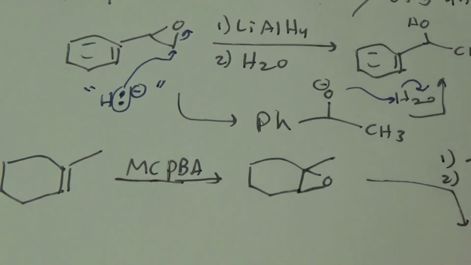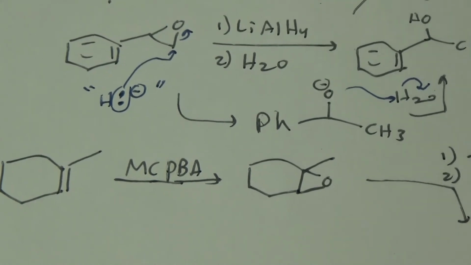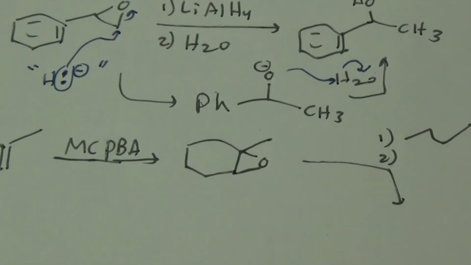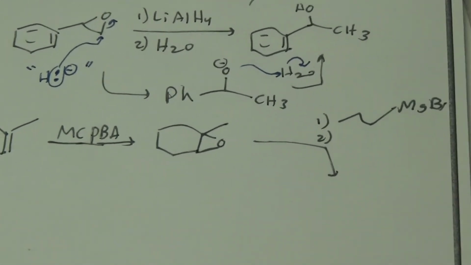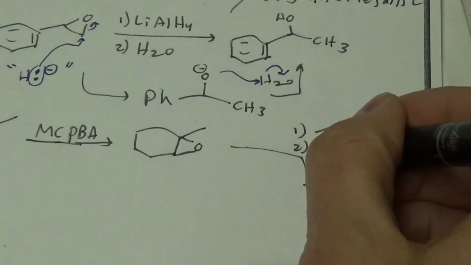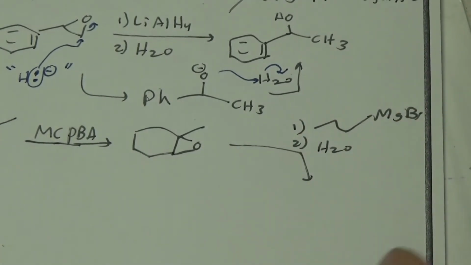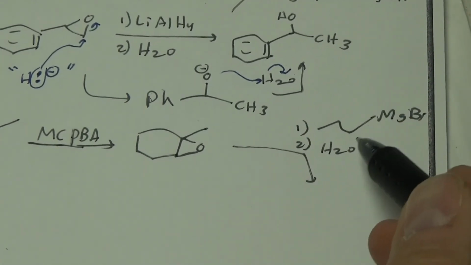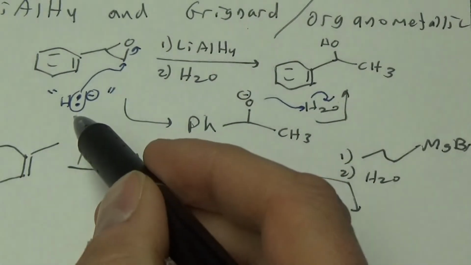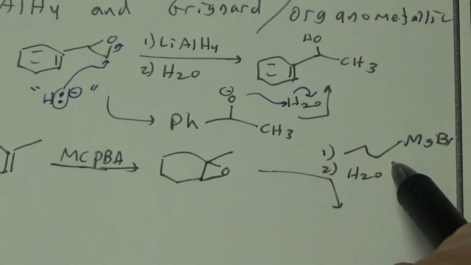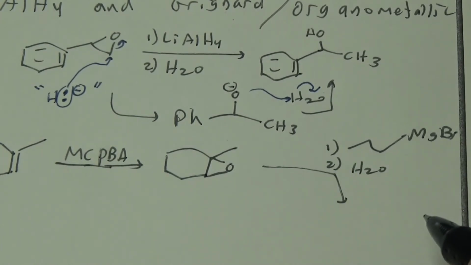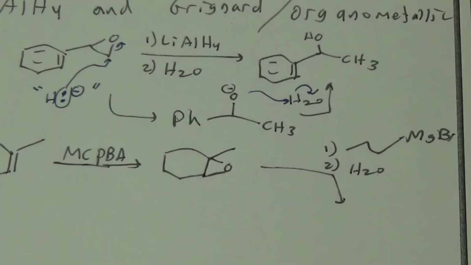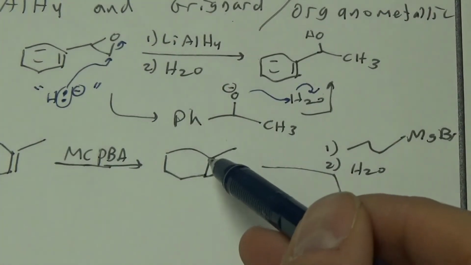Let's throw in propyl Grignard. Propyl Grignard, MgBr, right? Propyl Grignard, H2O. Alright, so propyl Grignard, it's just another nucleophile, right? Just like H- was a nucleophile. It's a 3-carbon nucleophile. Is it going to attack the top or the bottom?